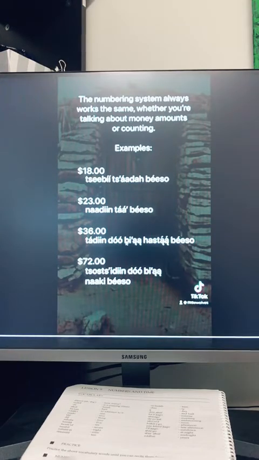$36. Tadin doba an has tan peso. $72. Sos edin doba an na ki peso. So these right here are just the numbers that we learned when we went through the numbers from 20 to 100.